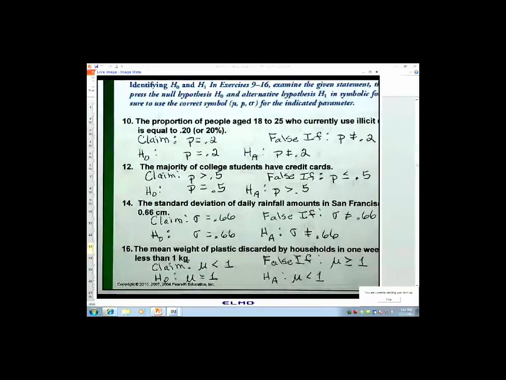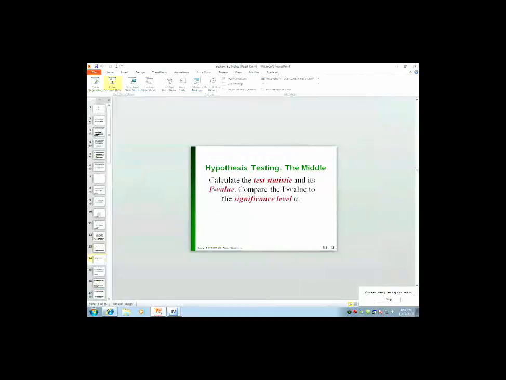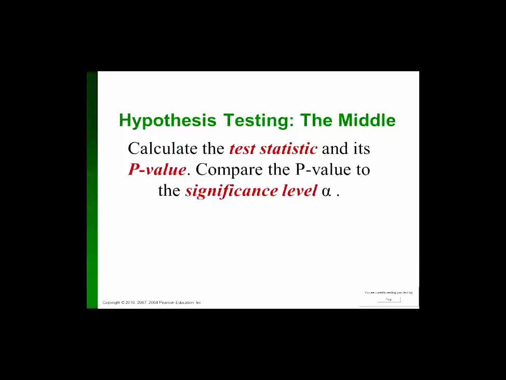All right, let's go back to the slideshow. We've practiced the beginning. Remember what the beginning was? State the claim and identify the null and alternative hypotheses. We've done that. So the middle: calculate the test statistic and its p-value. Compare the p-value to the significance level alpha. That doesn't make a bit of sense right now. We have to talk about what a test statistic is, what a p-value is. We have already talked about significance levels.